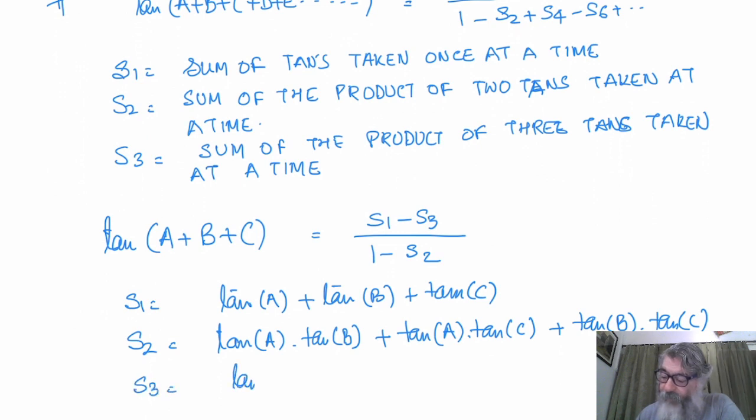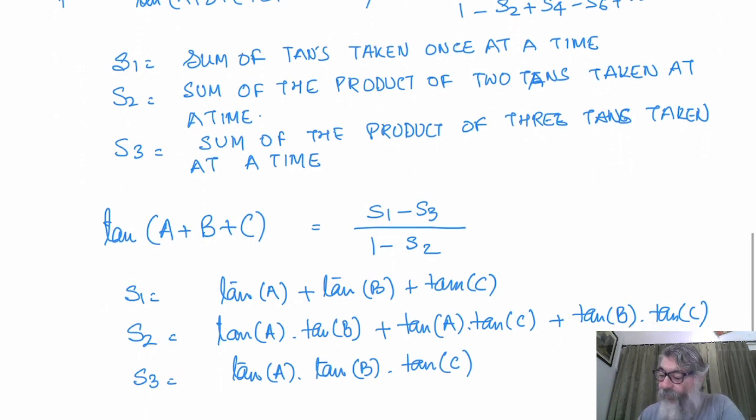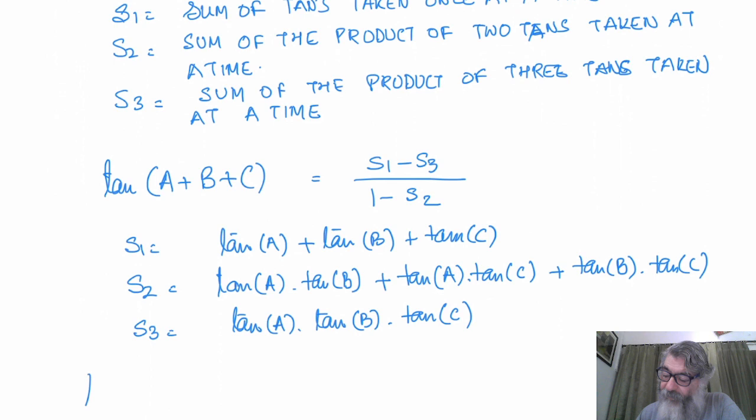S3 is what? tanA, tanB, and tanC. This is the only possibility. We have taken all three together. So there is no other possibility. So what do we write? tan(A+B+C) will be equal to tanA plus tanB plus tanC as S1.